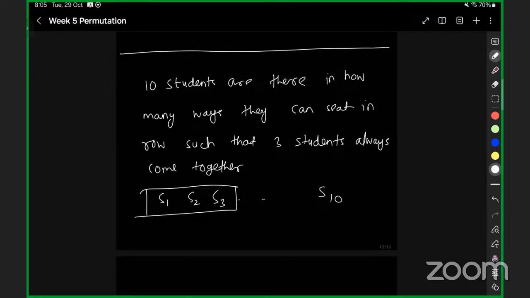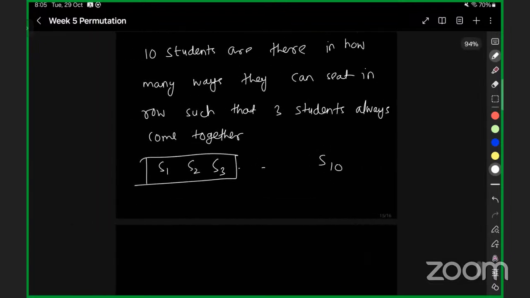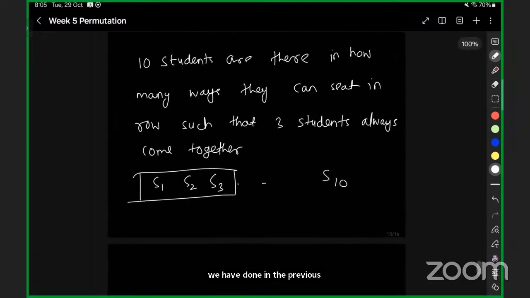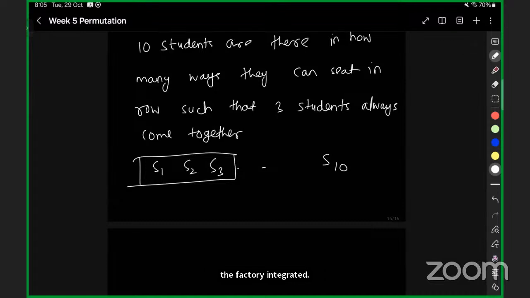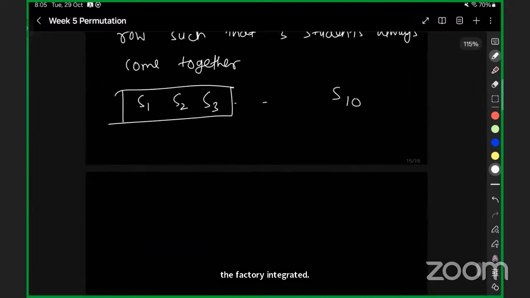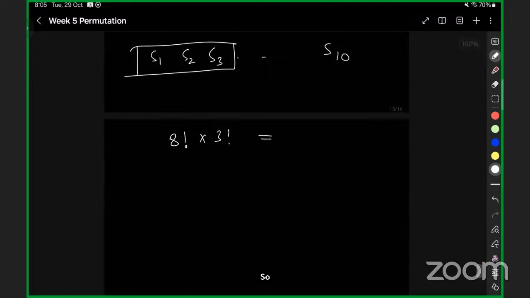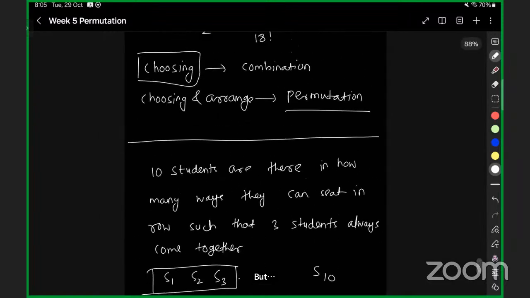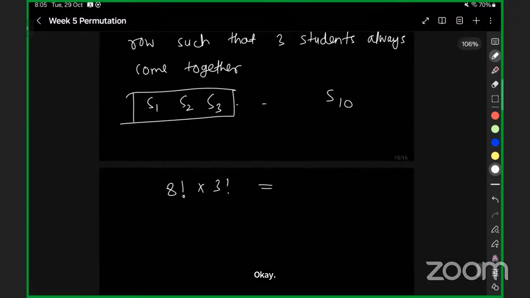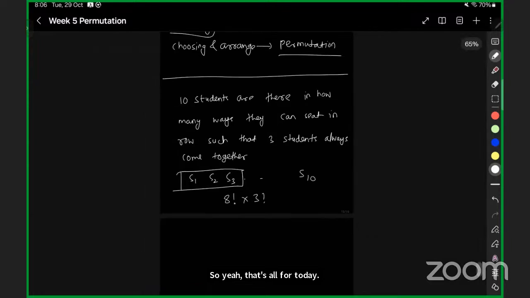Any guesses? Like we did with statistics, right? So yes, almost the same. How many elements will be there? 8. 8 factorial, sorry, 8 factorial into 3 factorial. So this will be the answer. So yeah, that's all for today.